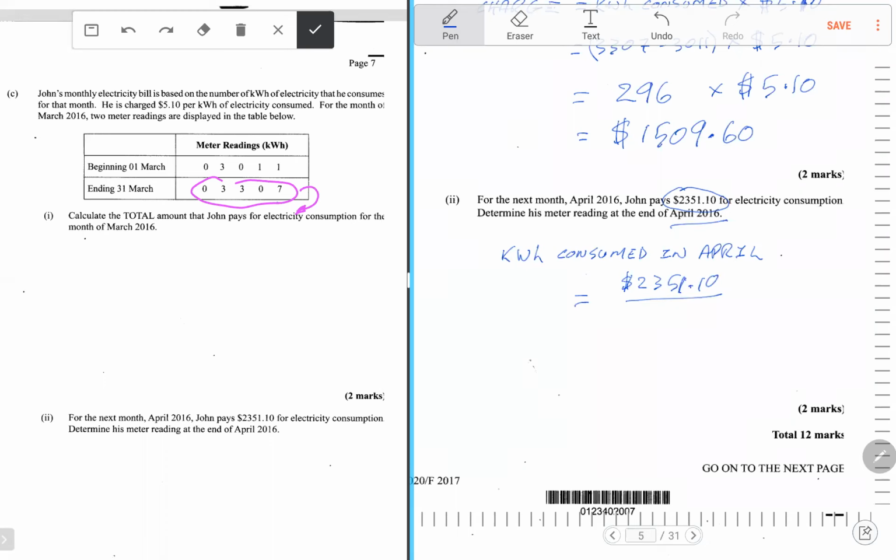Remember now that the rate over here is $5.10. So he pays at $5.10 per kilowatt hour. So the total divided by $5.10 is going to tell you the total amount of kilowatt hours that he used, a total number. So it's 2351.1 divided by 5.1, $5.10. And that is giving me 461.